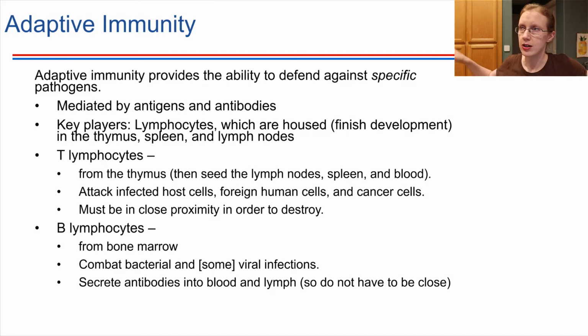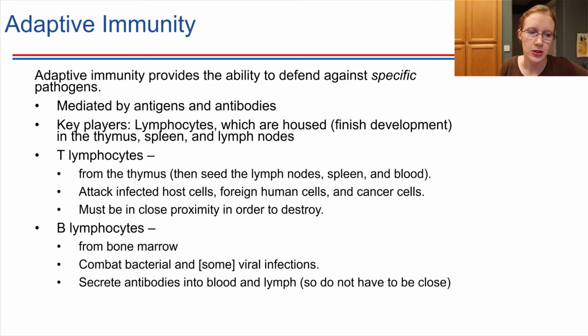So they're just kind of decorated with antibodies, but they also secrete free antibodies that can circulate in the blood and also in the lymph. So B lymphocytes, in contrast with T lymphocytes, can do their job from a distance because they are secreting antibodies, which can go into circulation.